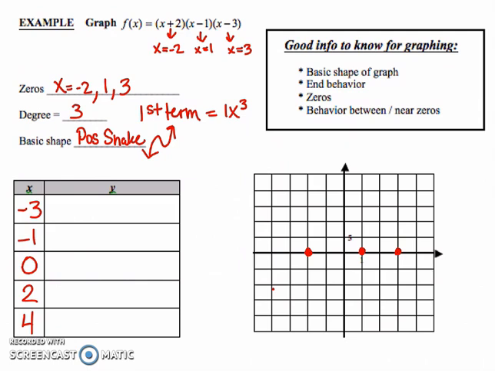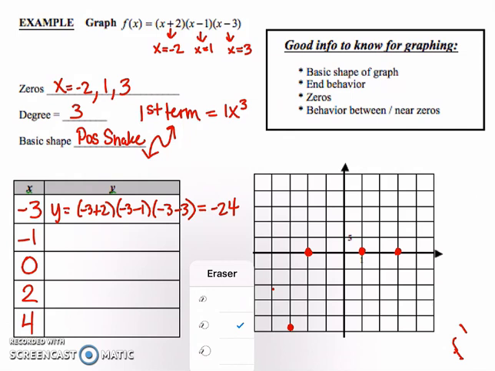To figure out the value of the function at these x values, I just have to plug these x values in. So my y value is going to be equal to -3 plus 2 times -3 minus 1 times -3 minus 3. Okay, you do the math on that, and you get -24. So when x is -3, the value of my function is -24. Remember, on the y-axis, I am counting by 5, so that's going to be right there. Okay. And then I'm going to continue with my table here.